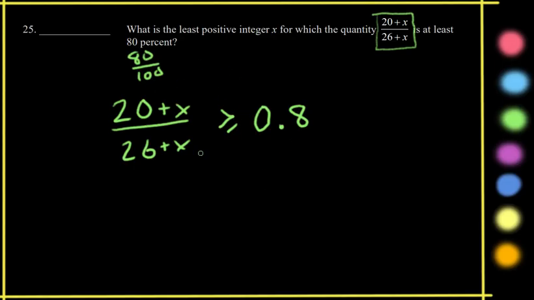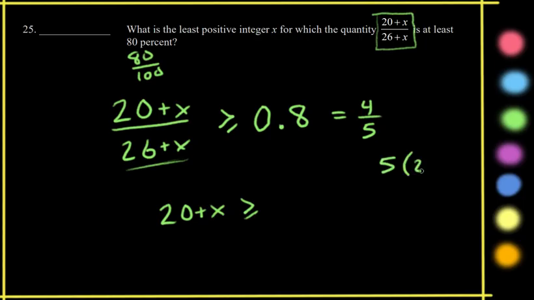All right, so let's multiply both sides by this denominator so that we can get rid of it. So then that gives us 20 plus x is greater than or equal to, well, let's see. Actually, I think I'm going to write this 0.8 as 4/5. And then I'm going to multiply everything by 5 also, just so that I can get rid of this denominator at the same time. So I'm multiplying by 5 times 26 plus x. I'm multiplying both sides by that. So let me start over when it comes to this part down here.